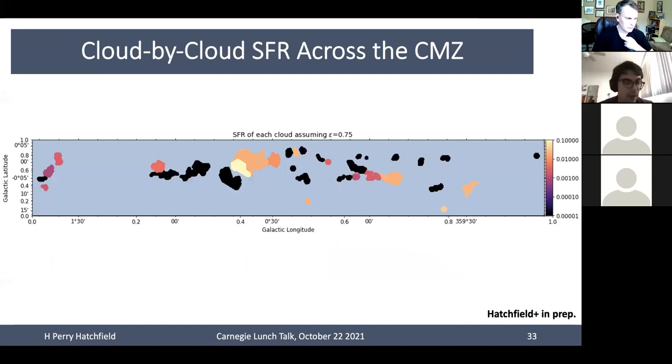I'll just gloss over this for now since I'm a little behind on time, but one of the other goals of this is to develop a cloud-by-cloud star formation rate for each cloud within the CMZ. Using this, we hope to figure out star formation as a function of position within the central molecular zone. The tentative results seem to show that the star formation rate towards the edges of the central molecular zone appears to be higher than in the center. Again, I'll come back to talk more about what this means in terms of the orbits and the structure of the CMZ when I talk more about the theoretical side of my work.